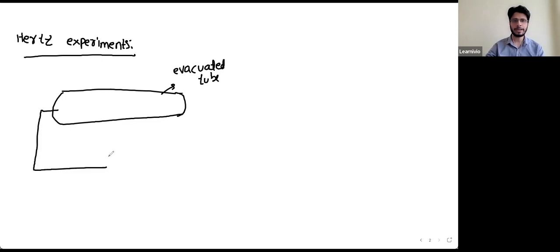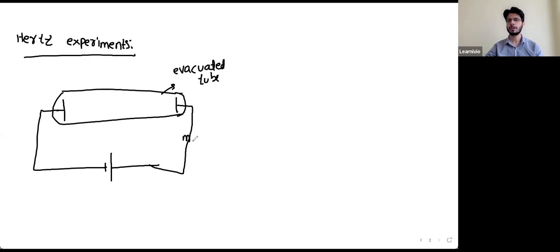Then he connected this tube with a cell. And these are two plates. One is negatively charged and another is positive. Since there is no medium inside the tube, these electrons cannot travel from one point to another. There's no medium, no electron, nothing. So there will be no current here.